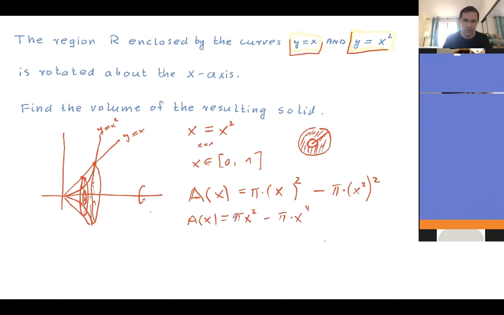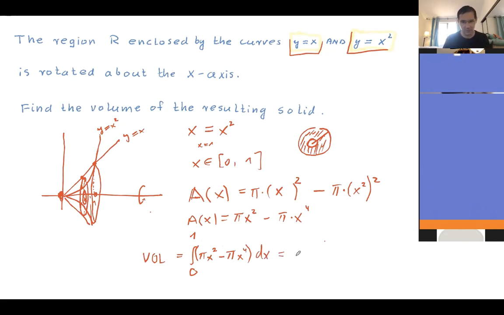This is the area of the cross section, but notice one thing: the area A depends on the position of this point x. For example, when you go all the way up to 0, then this is 0. Okay, so now to compute the volume of this three-dimensional solid, it's very simple: the integral from 0 to 1 of this function A of x. So it's pi x squared minus pi x to the fourth dx.